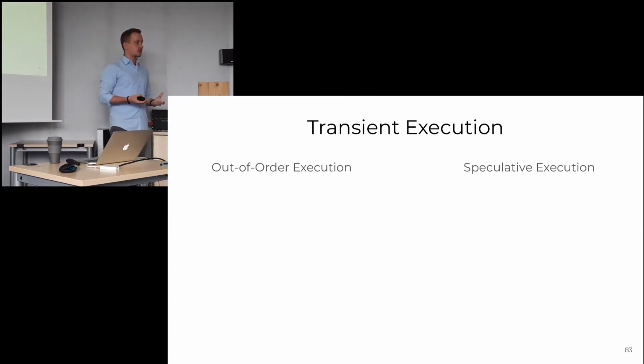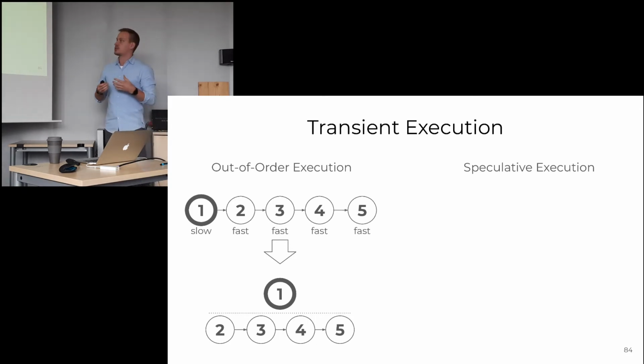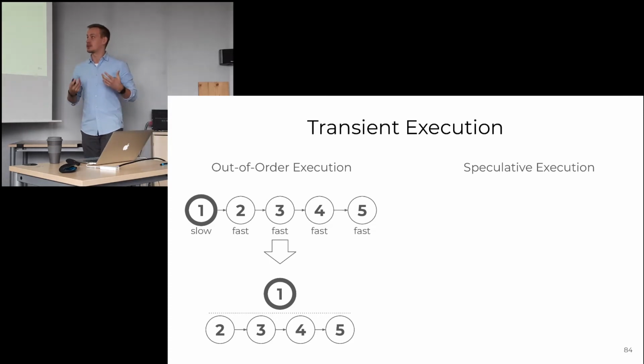What are the exact optimizations that allow it? There are two: out-of-order execution and speculative execution. Out-of-order execution happens when we have one action that is slow, and we have some other actions that are independent of it but come next, so we can reorder them. To give you more intuition of how it works in practice, I will make a demonstration.